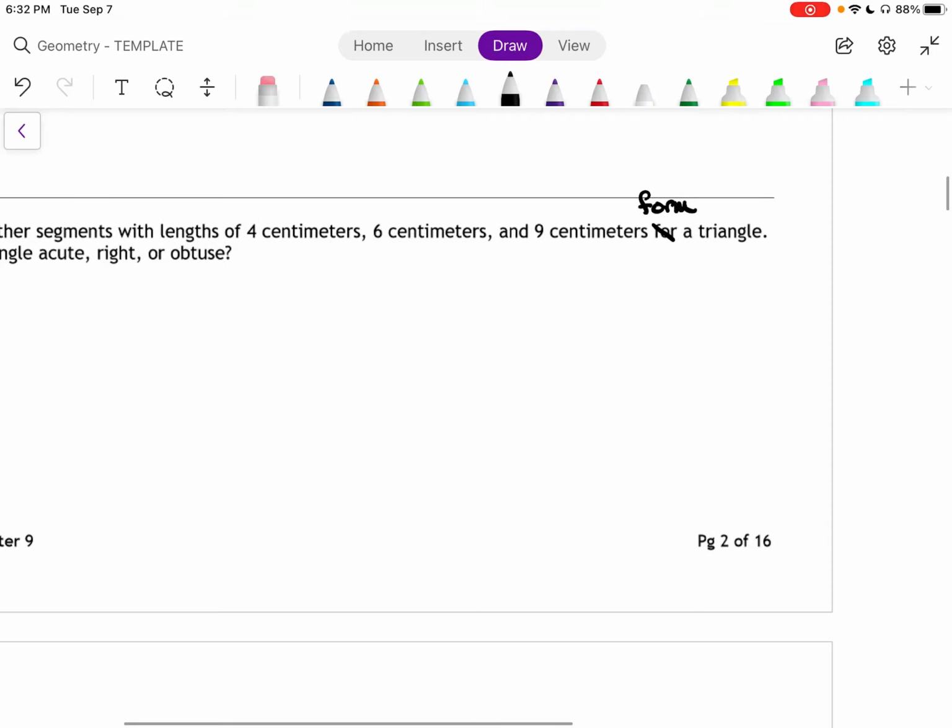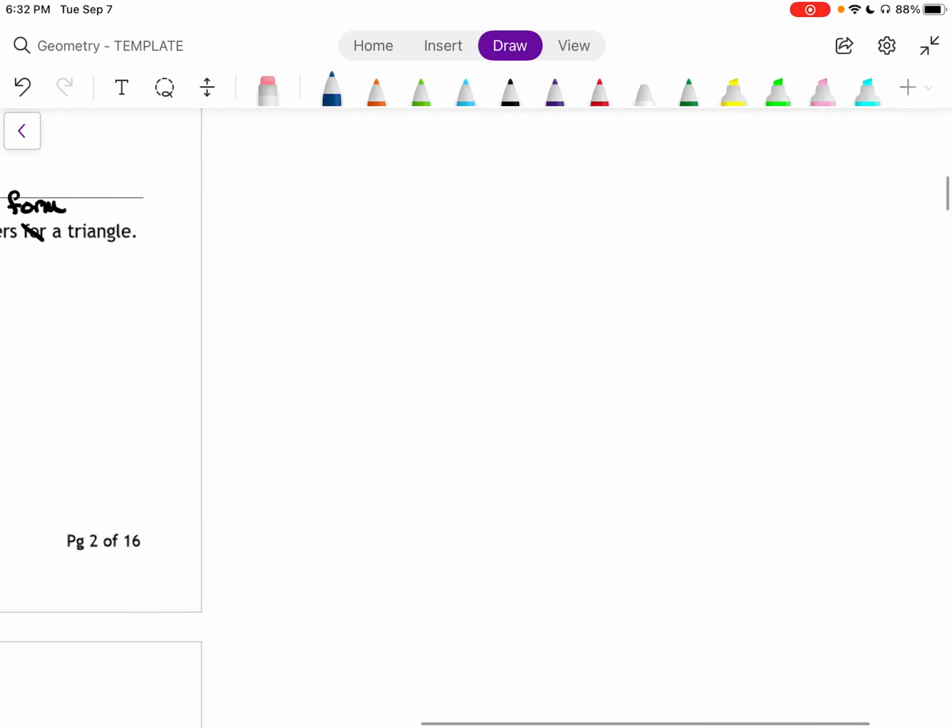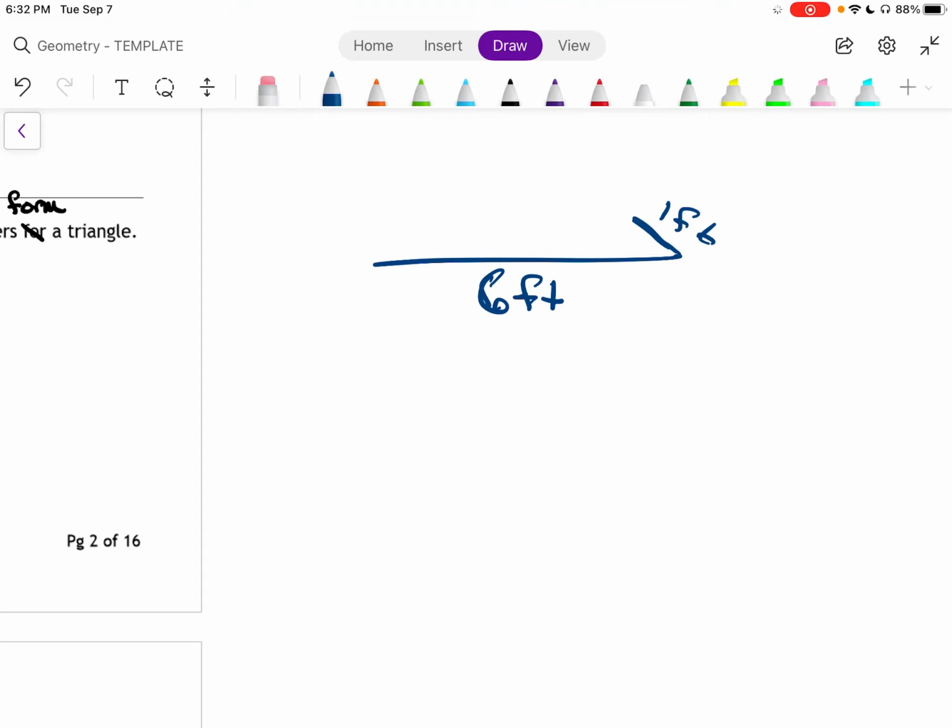And to make that make sense, I just want to have an example here. If we have a 6-foot board laying on the ground, and you also have 2 1-foot boards, you could not make a triangle with those, right? They wouldn't end up making a peak. They wouldn't be able to touch. So obviously, if it's 1, 1, and 6, it does not make a triangle, okay?